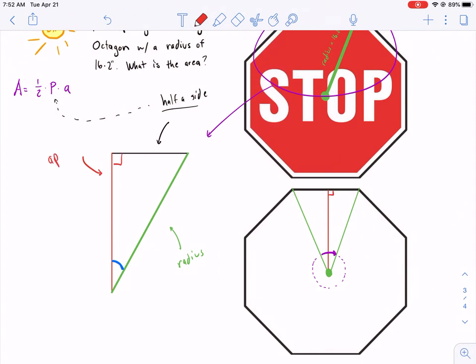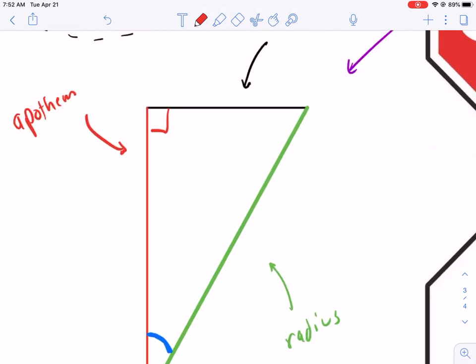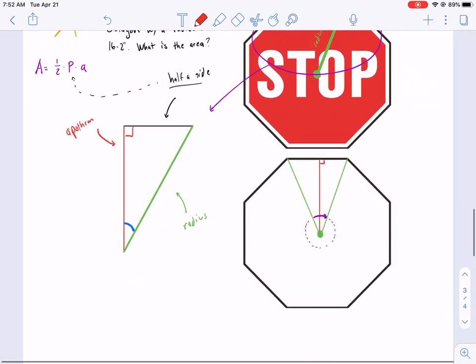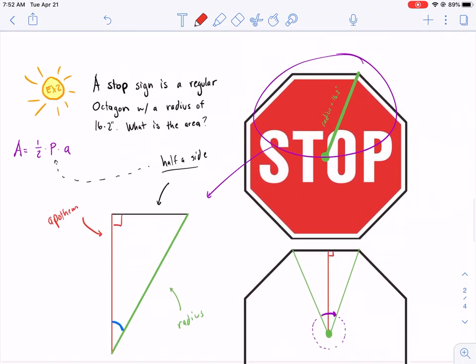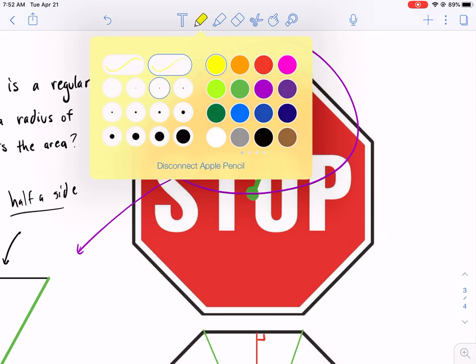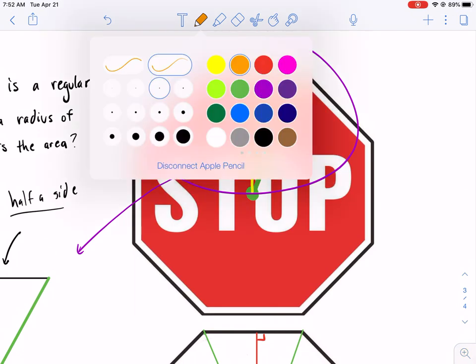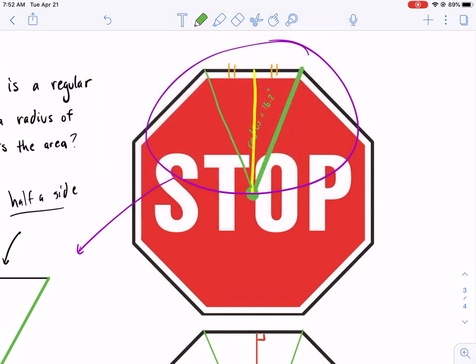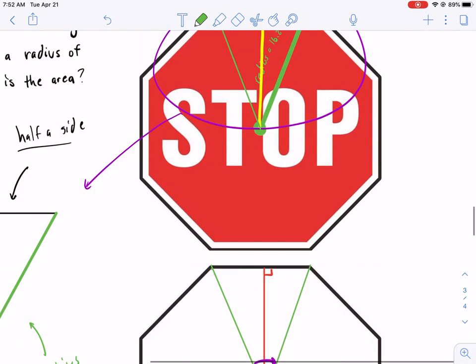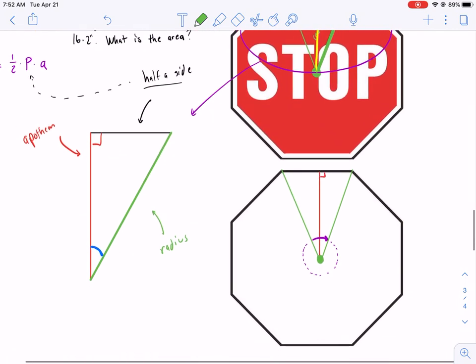The apothem is always perpendicular to the side, and it splits it into two congruent components. So if we were to draw this over here, well, it's hard to see with red, so let me change it to yellow. This would be our apothem, and it would split this into two, let me use orange, two congruent little pieces. So our other radius would help it form a triangle, and that triangle is drawn here.